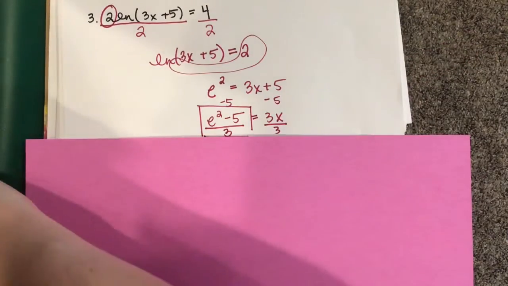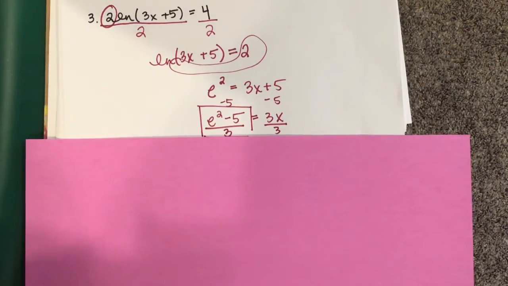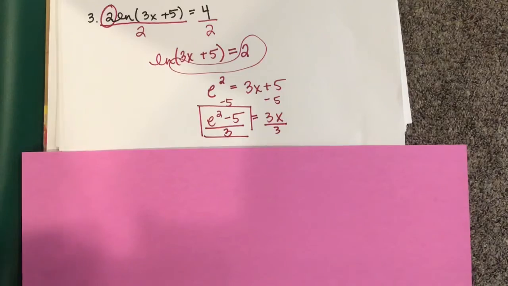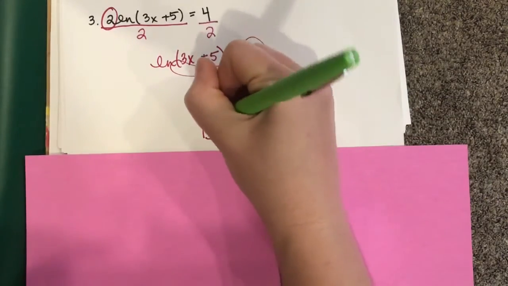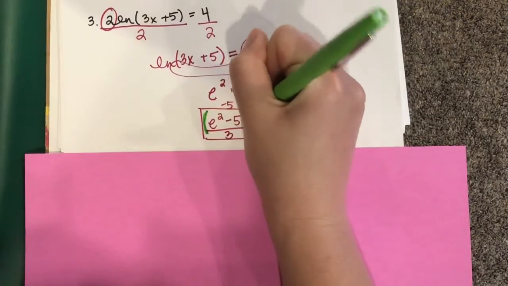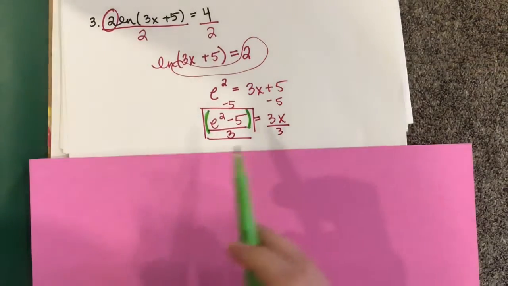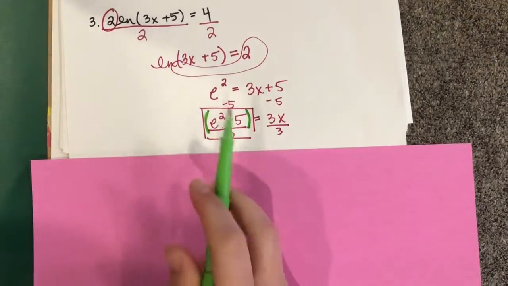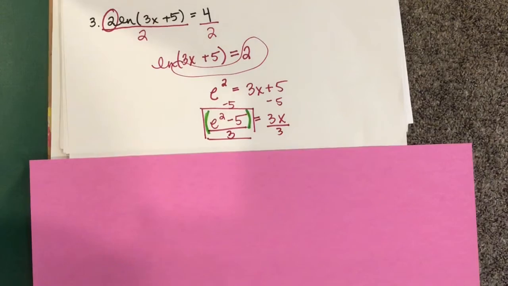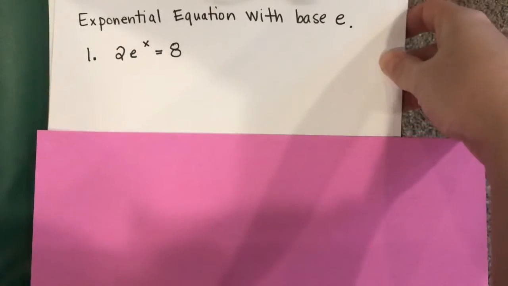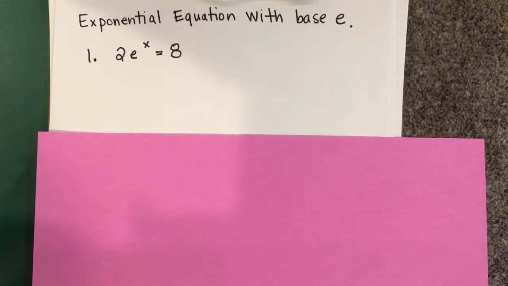Now, the one thing I want you guys to know about that solution is if you are looking for a decimal approximation and you want to plug it into your calculator, you've got to put that numerator in parentheses, or when you enter the numerator, hit enter, then divide by 3, or else it'll jack up your order of operations. All right. Now, this is the second part of this lesson in which we're going to solve exponential equations that have a base of e.